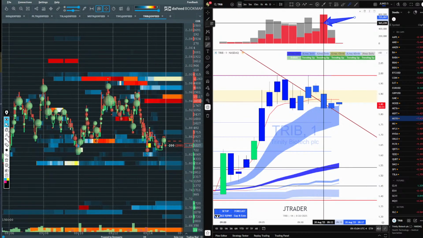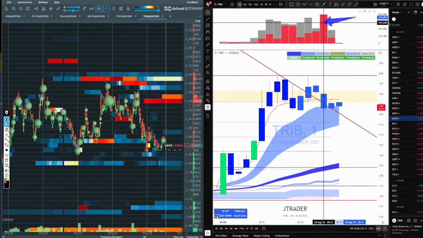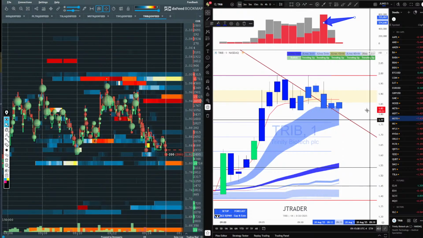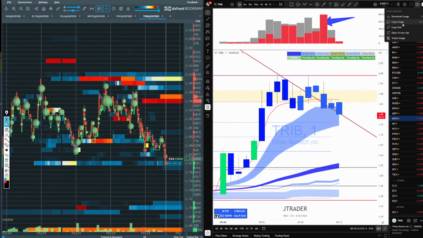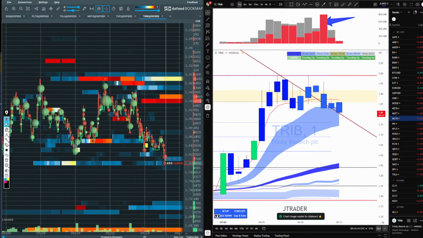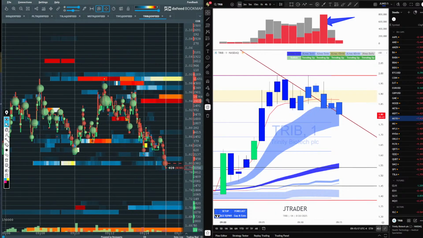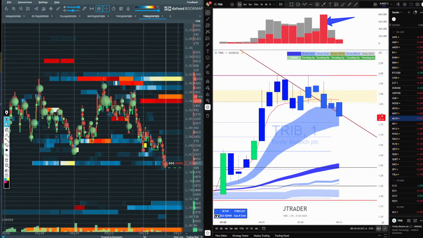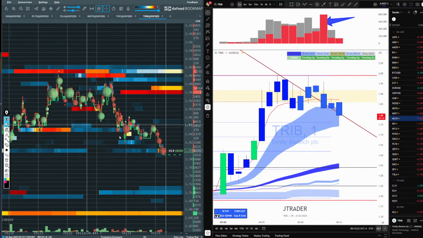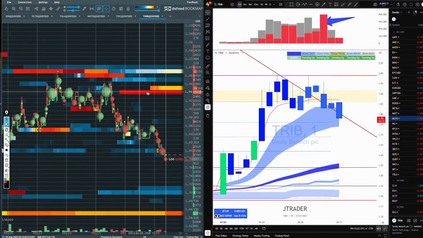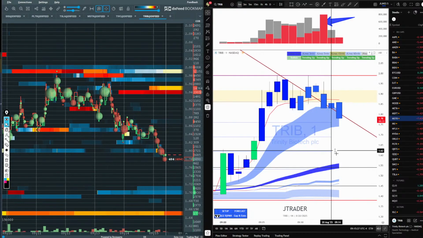Look at the huge amount of sellers we had over here. Guys, I think TRIB over here is gonna fail. See that huge amount of sellers, and then also all these heat maps above. Now it's fading.